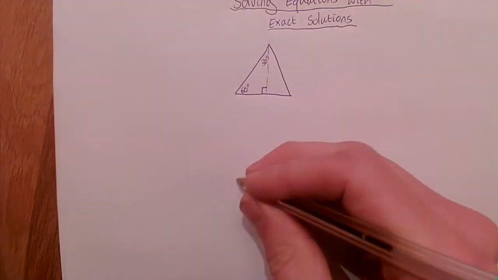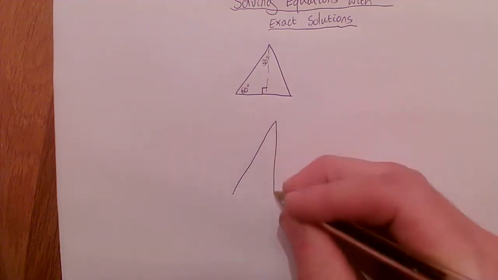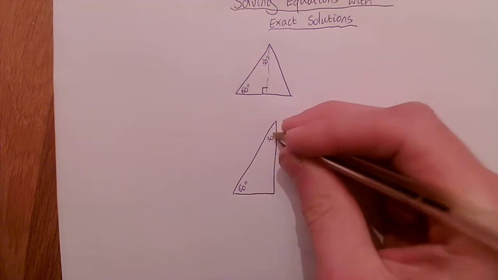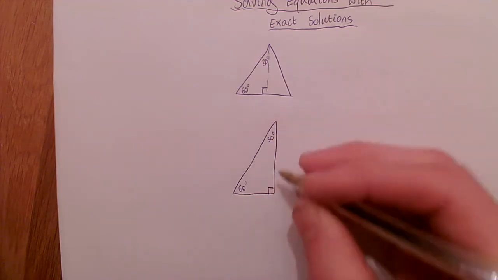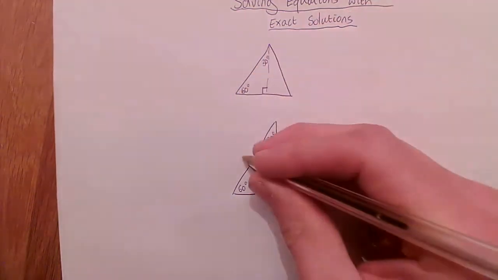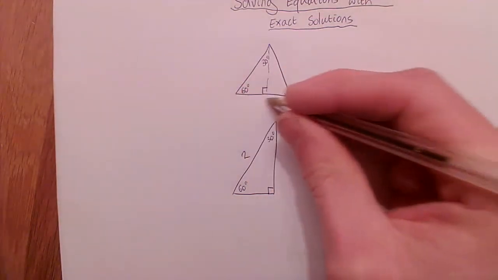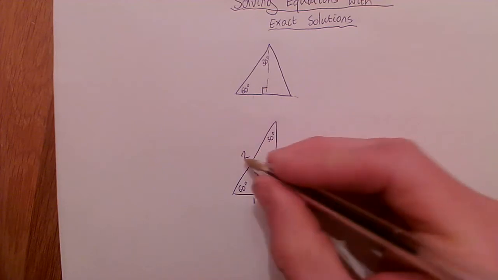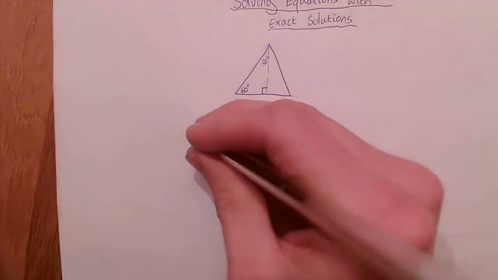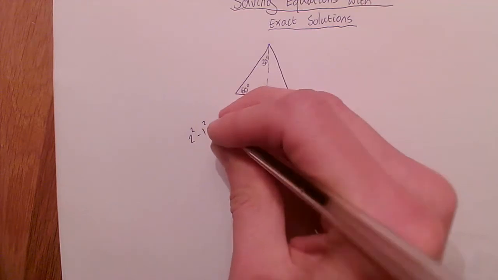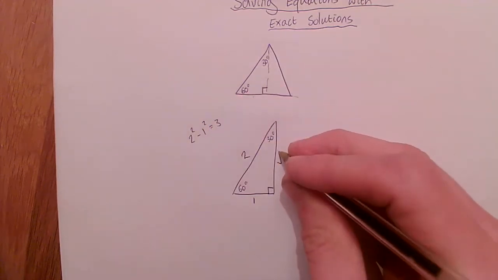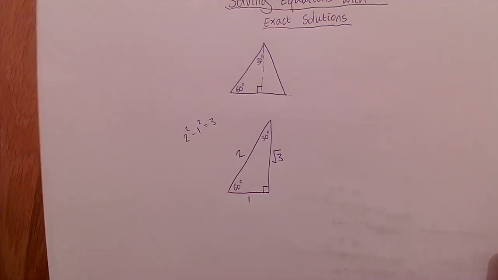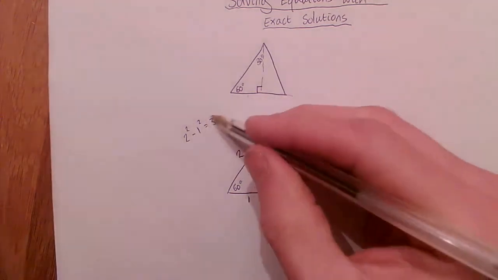Now, if we blow that triangle up nice and big, that's our 60 degrees, that's our 30 degrees. There's our right angle. If the side of our equilateral triangle is 2, then this side is also 2, but we've only got half of it, so that is 1. A little bit of Pythagoras: 2 squared take away 1 squared is 3. So this side here is the square root of 3. It's just using c squared equals a squared plus b squared.